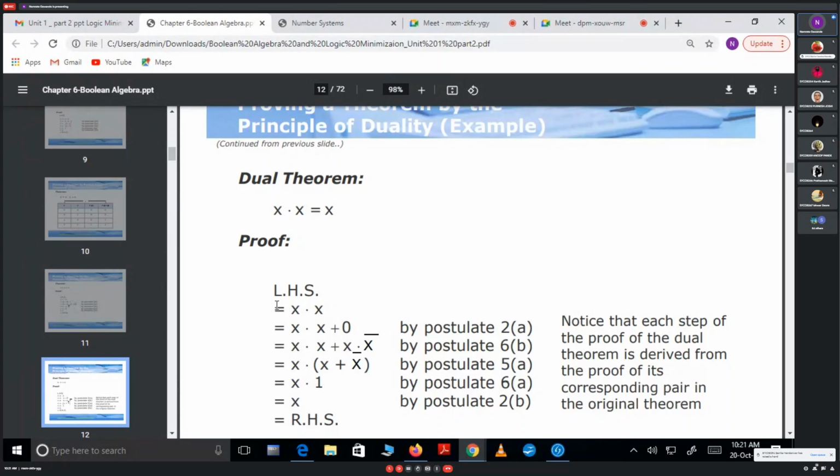But once you have to read all this: what is meant by duality? Which are all the postulates? What is the associative law? What is the distributive law? This is also proved here: x dot xy equals x dot x equals x. So here it is given.